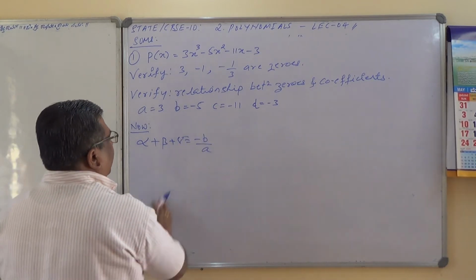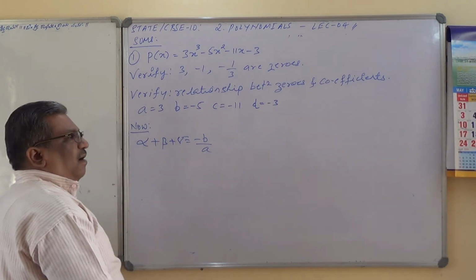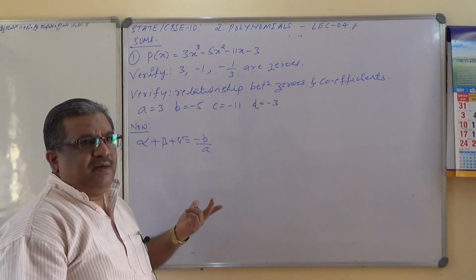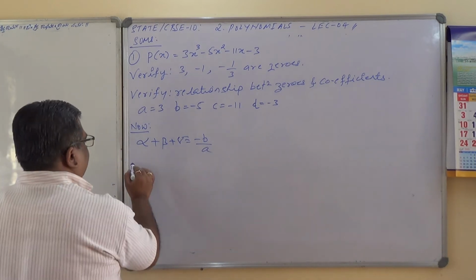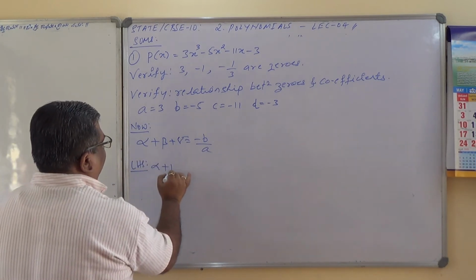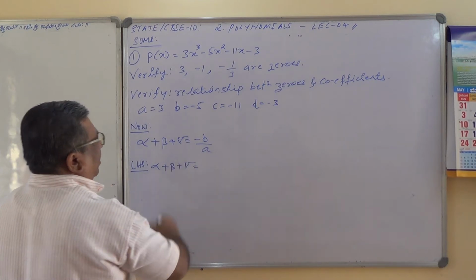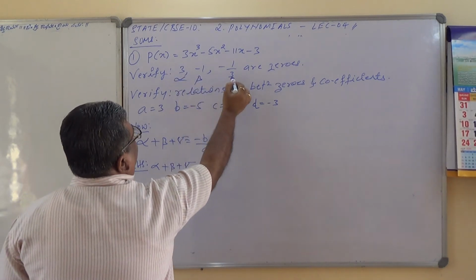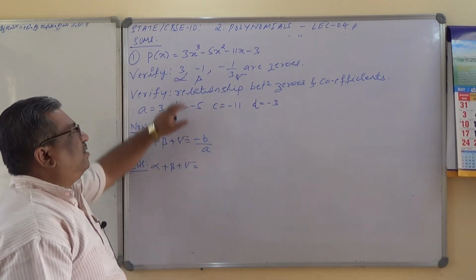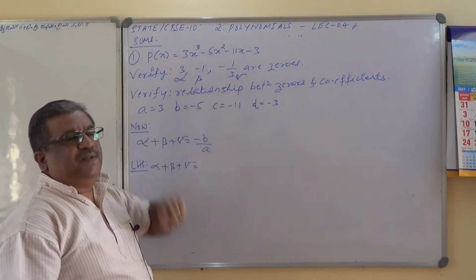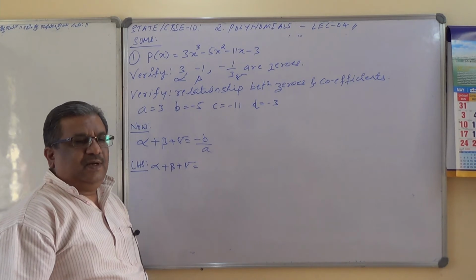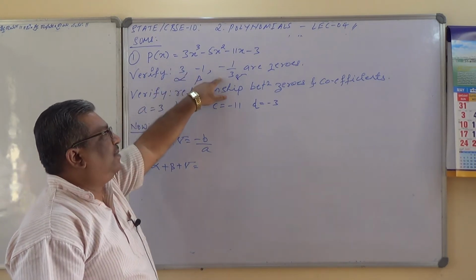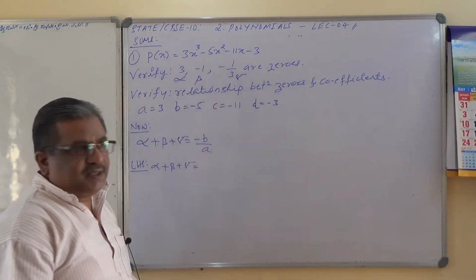So how to do it now? You work out individually and finally equate, or as usual in the quadratic polynomial, the way we did, we'll take LHS, take RHS, and see whether both are equal or not. So here LHS is alpha plus beta plus gamma. What is alpha here? 3, minus 1, minus 1 by 3. I'll assign this as alpha, this is beta, and this is gamma. Why so? Because we have already proved that these are the zeros of this polynomial, is it not? And therefore let me assign 3 as alpha, minus 1 as beta, minus 1 by 3 as gamma. Are you able to understand? I hope you are able to understand these things.